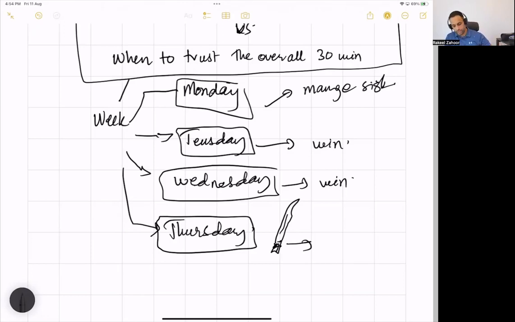So you take a trade, and the 15-minute candle closes against you, right? And you're like, okay, I won on Tuesday and Wednesday. The 15-minute candle has closed against me. So maybe I'm going to trust the 30-minute and I'm going to let the trade run. That's when I trust the 30-minute.